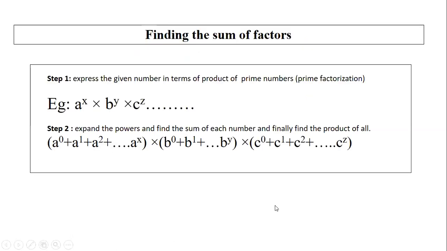So, finding the sum of factors. Now we are also going to apply the same rule. First step is going to be the same as the previous one, which is finding the prime factorization. Express the number in terms of the prime numbers. And then in the second step, it will change a little bit. Here you need to expand the powers, sum them, and finally find the product of the different values. Let me explain with a simple example.